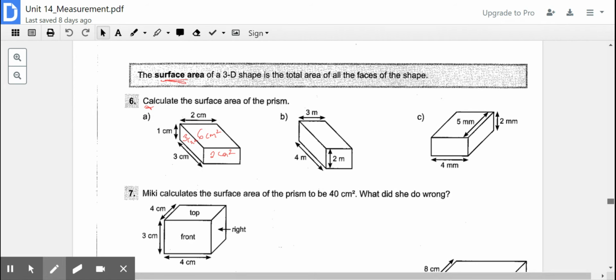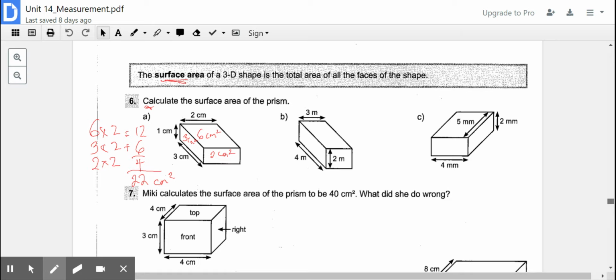To find the surface area of the entire shape, I just have to say, well, the top is the same as the bottom, the front and the back are the same, and the left and the right are the same. So I've got 6 times 2, 3 times 2, 2 times 2. So that is 12, 6, and 4. I'm going to add these all together. That is a total of 22 centimeters squared. That's the total surface area of that entire prism.